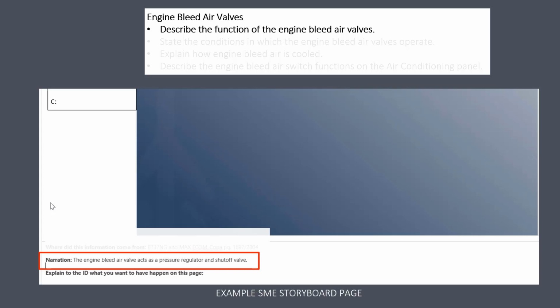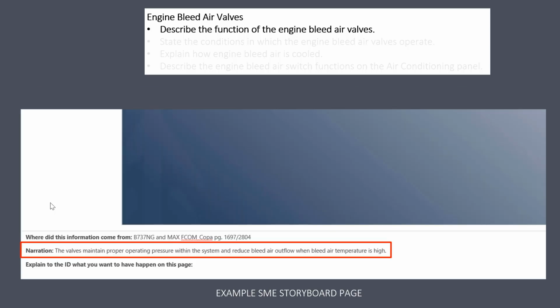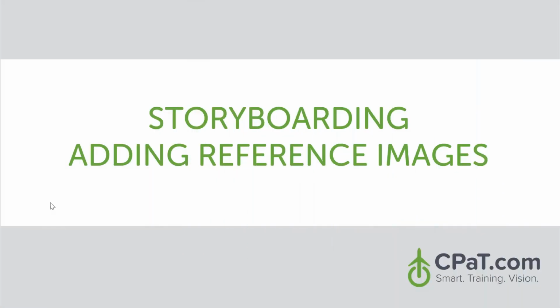So in this example, the SME is describing the purpose of the engine bleed air valves. This is the only concept and the only objective he will include on this page. The SME uses another page to describe the next concept that's related to that same learning objective. Another important part of the storyboard are reference images, or sometimes they're called graphics. So let's discuss those next.